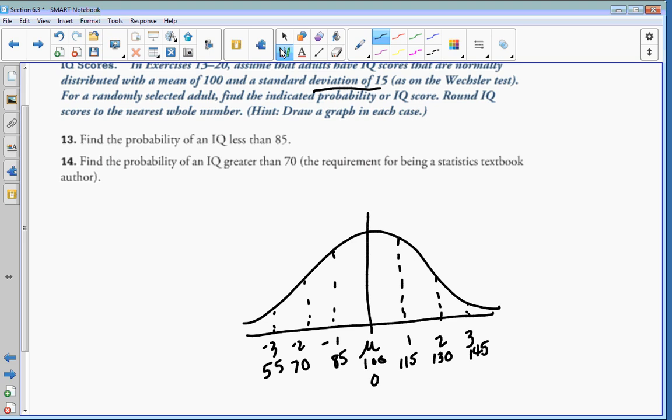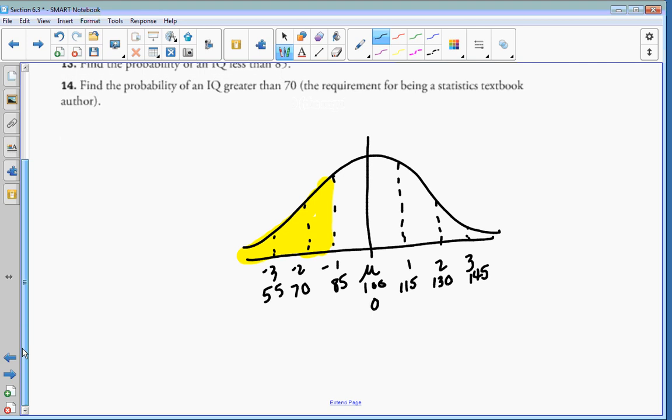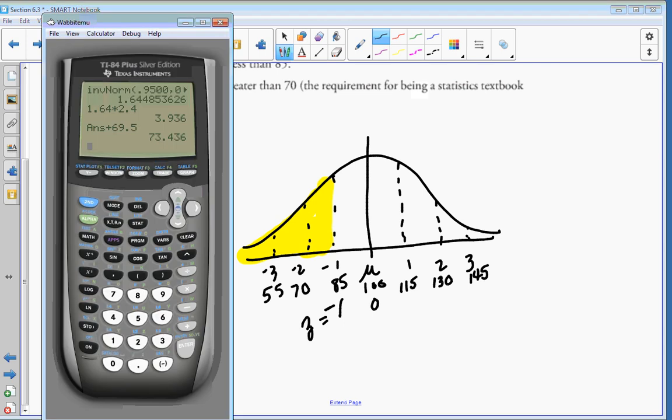And I want to find the probability of an IQ which is less than 85. Less than 85, well here's my 85, and I want to find this probability. So what I first need to do is find the equivalent z-score. Well, I know the equivalent z-score because it's right on 1, so my z-score is equal to -1. I don't even need to do the calculation. And I can go to my calculator then and find the probability.